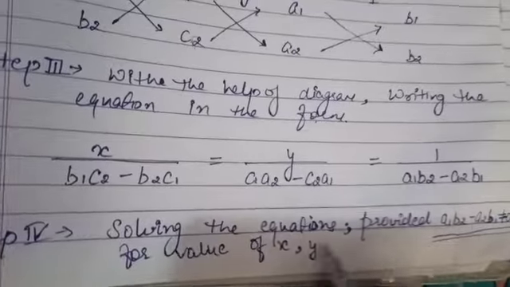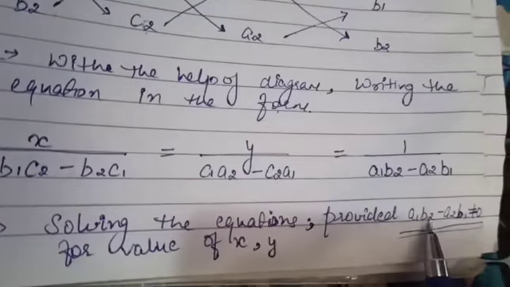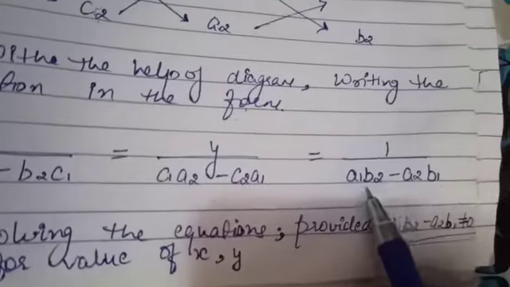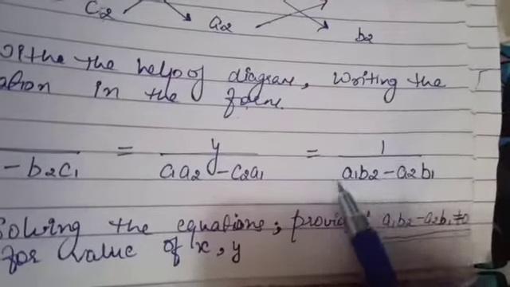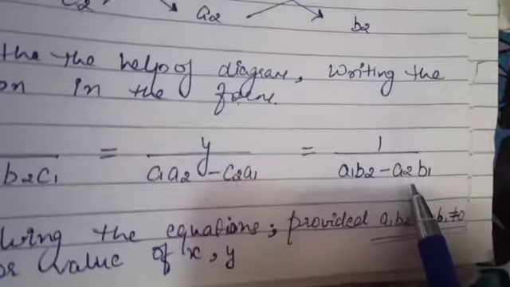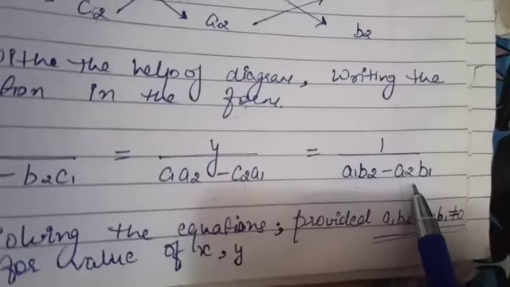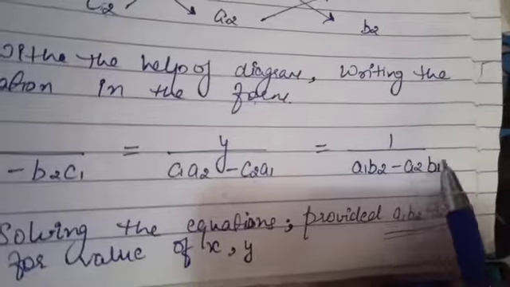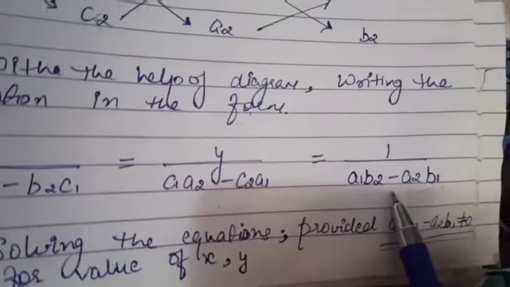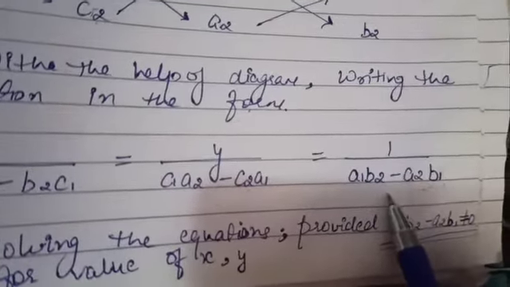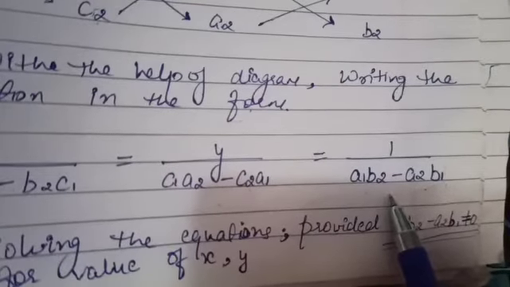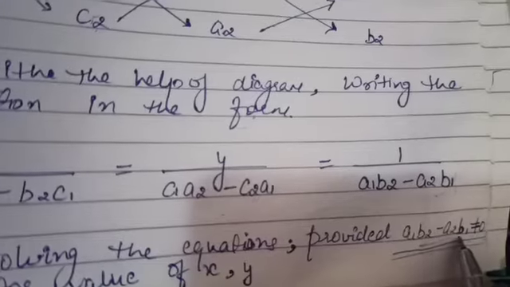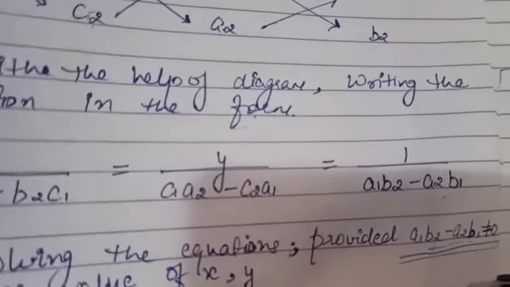Provided a1b2 minus a2b1 is not equal to 0, means this part is not equal to 0. Why should it not be equal to 0? Because if it is 1 divided by 0, then this term will become not defined. Because you know, if you divide something by 0, that term is not defined. So this part a1b2 minus a2b1 should not be equal to 0.